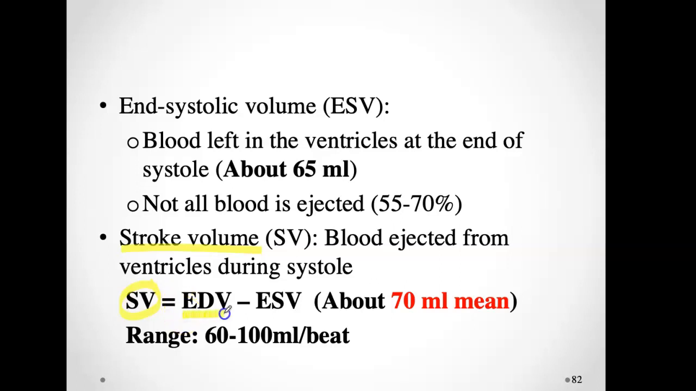So end of diastole, excuse me, totally full. End of systole, some of it left behind. If we take away that left behind from the total full, we have that stroke volume value, and it's around 70 mLs as a mean. Okay, approximately. So that's how much you're ejecting every time you go into systole.